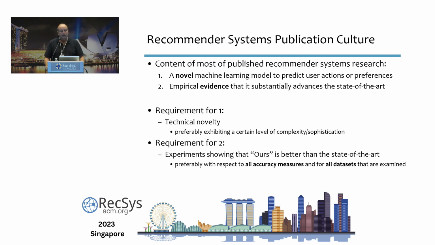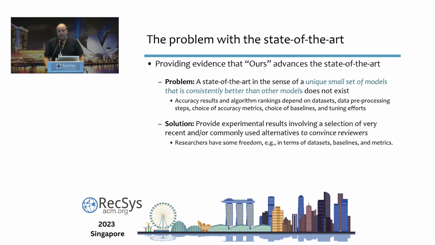There has to be some technical novelty, and you should have a certain level of sophistication from the technical perspective. And for number two, you have to show that ours, the new model, is better than the rest, the state of the art. In the best case, on all accuracy measures, all other measures you take, on all data sets, compared to all baselines. So the problem is, what's the state of the art?